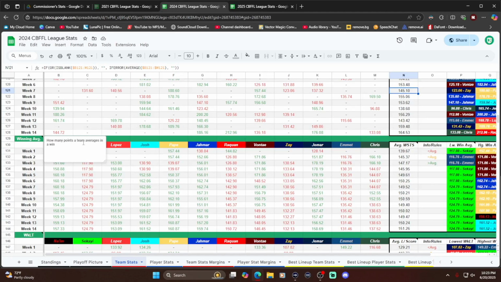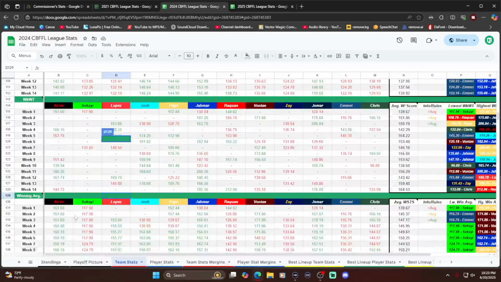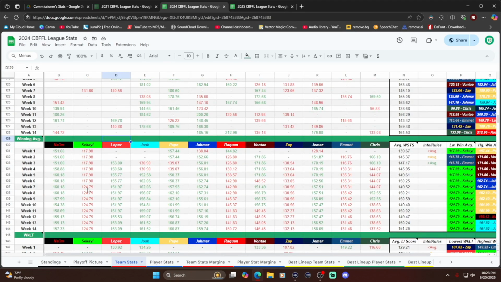How many points a team averages in a win? So these numbers right here are just the averages of your score here. As you can see, Sakai only had 2 wins, and his first win was 117.98 until he gets his second win right here in week 7 with 131.6, and his win average is 124.79 for the season.